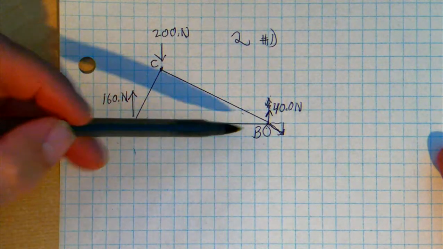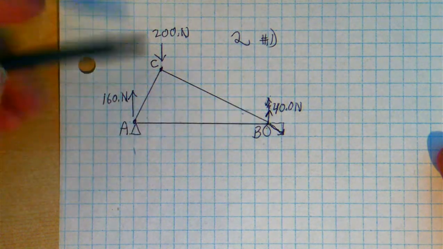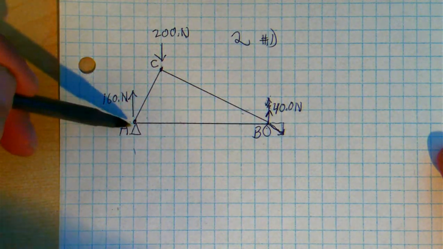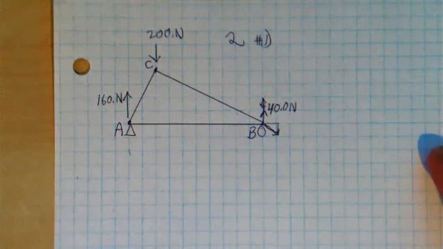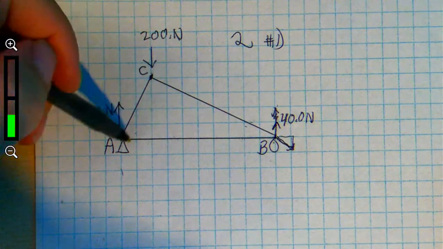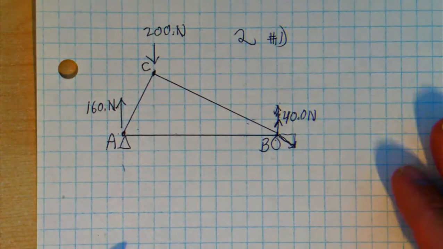The reaction forces would be 40 newtons pushing up at point B, where the roller is, and 160 newtons pushing up at point A, where the pivot point is. Now, I'm going to go inside and start calculating the actual tensions and compressions for this truss structure.